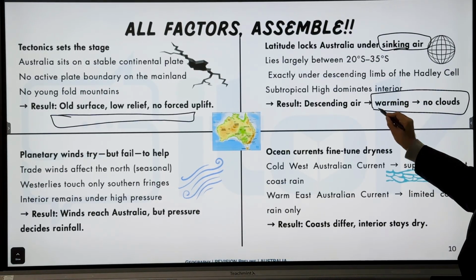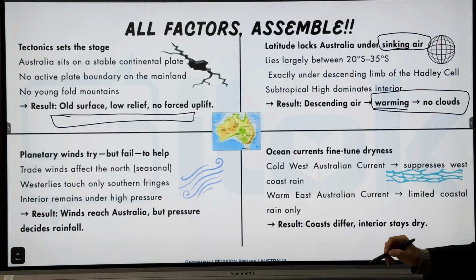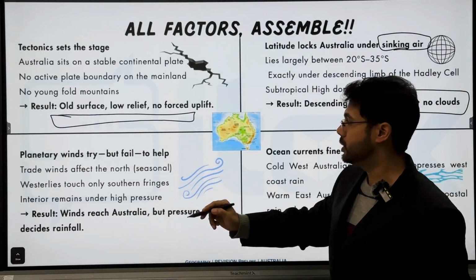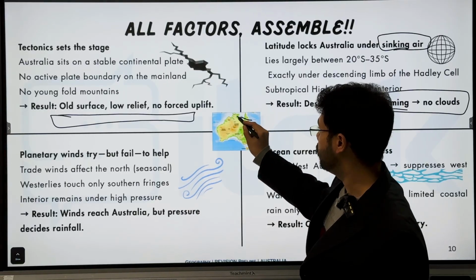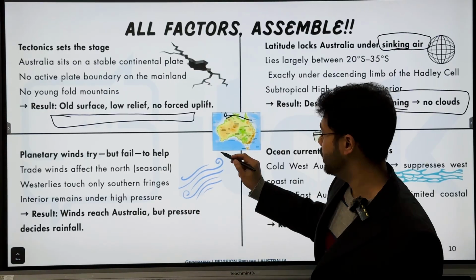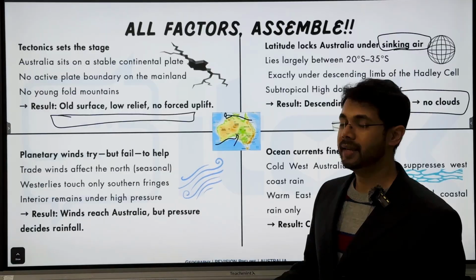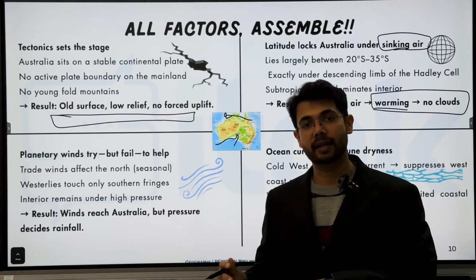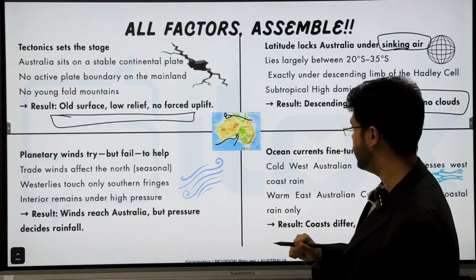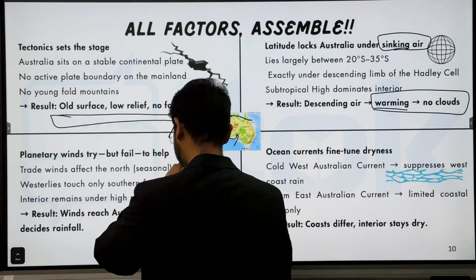Warming, no clouds. Then let's go here. Planetary winds. They try but they fail to help. Trade winds go somewhere from north of Australia, they move away. Westerlies touch just the southern fringes. And there is no mountain to block, like we have the Himalayas. Tall mountains, they don't. Finally, ocean currents.